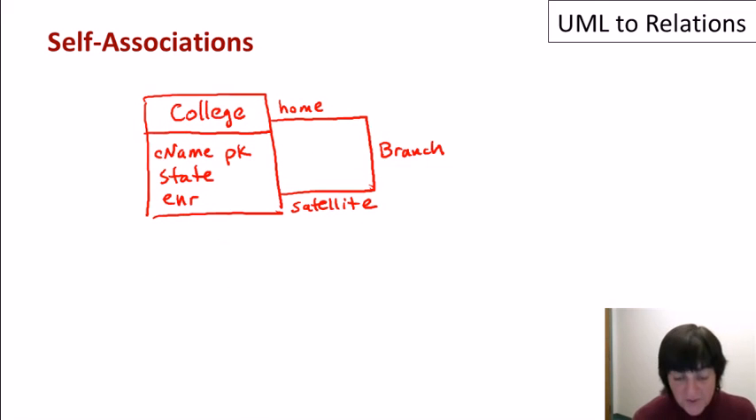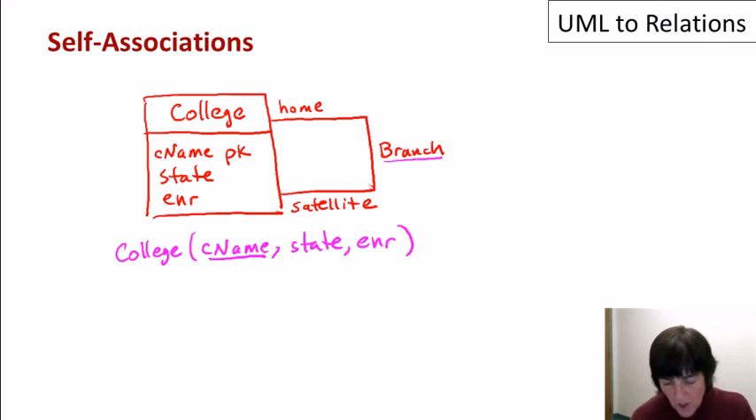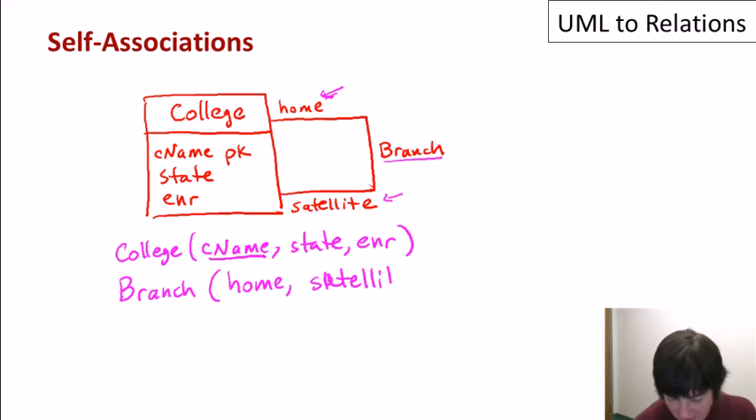Now, the other example we had in a self-association was colleges being branches of other colleges. So here's our college relation that we generate with the usual attributes. And that's the key there. Then we have our association, which we're calling branch, which takes a home campus and a satellite campus. And since we've labeled those two sides, we can actually use those labels as the attributes for the relation we generate. So we'll call it branch, and we'll have home and satellite. So that's saying that the satellite, the college on the right-hand side, is a satellite of the one on the left-hand side.